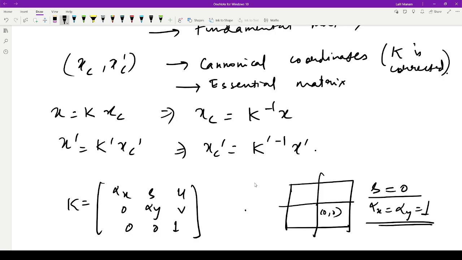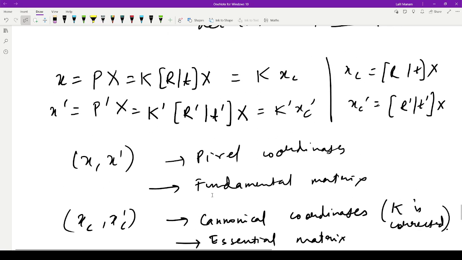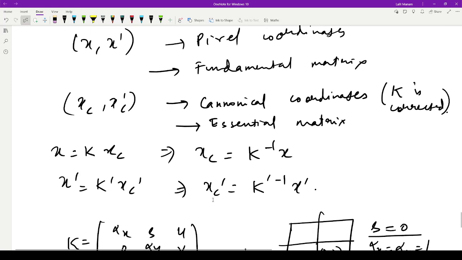Then we'll say that K is an identity matrix. So for changing K into an identity matrix, we are changing all these points accordingly. To obtain canonical coordinates, you can say you multiply with K inverse, or in other words, you can just convert from your original coordinates to the canonical coordinates by inverting K. That's all. Two different ways of seeing it.